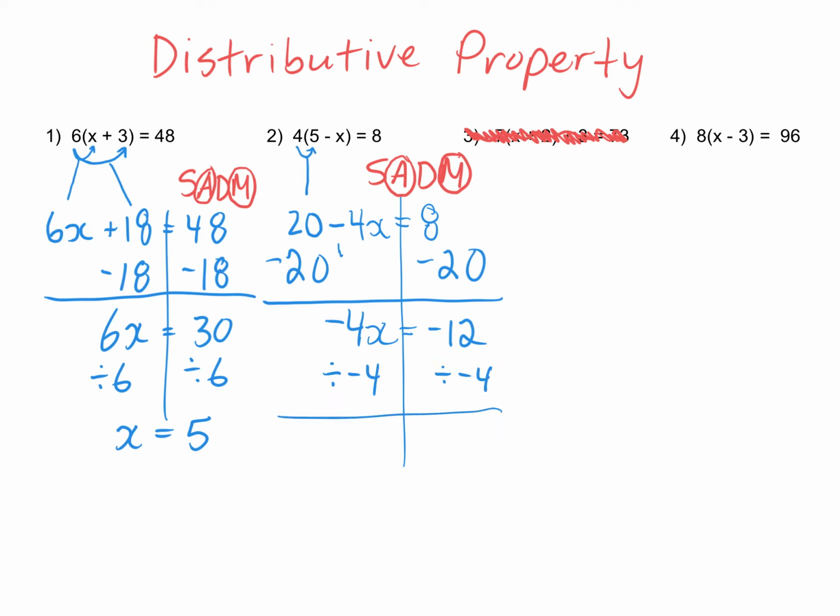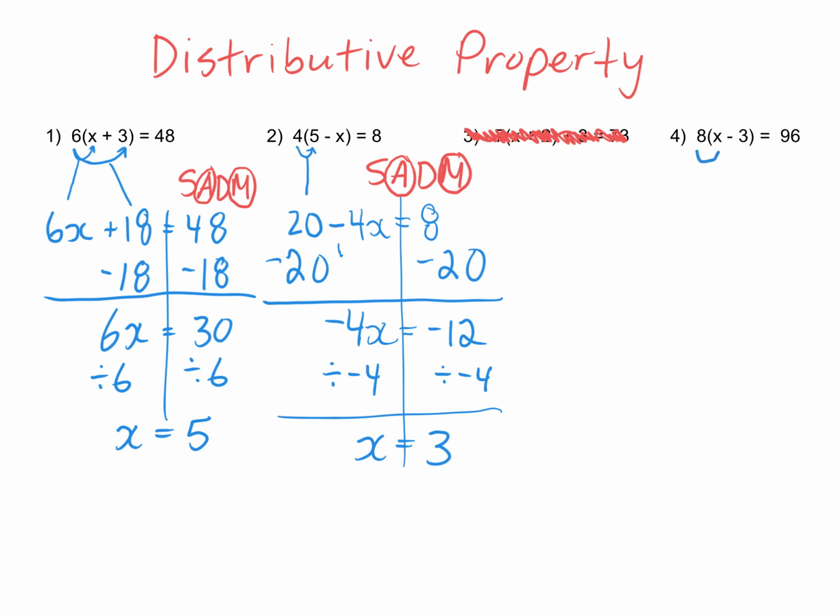And our answer is x equals, now what's a negative divided by a negative? It's a positive number. So negative 12 divided by negative 4 is positive 3. If we were to put positive 3 back into this equation, it'd be 5 minus 3, which is 2. And then 4 times 2 is 8. So we're right. Okay, one more here.